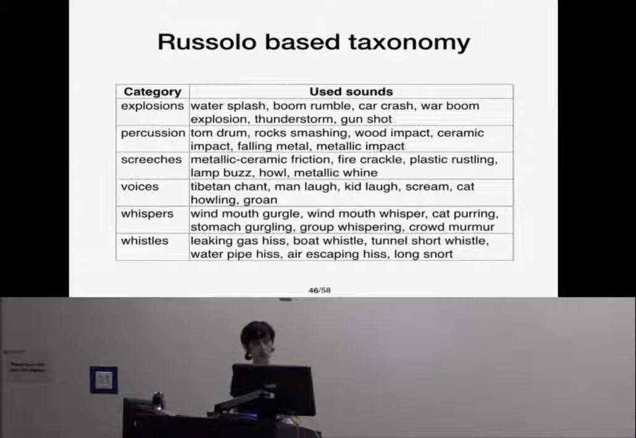In terms of the sounds, we created six categories of sounds based on a taxonomy proposed by Russolo in 1913, based on classifying urban and industrial sounds. So we had explosions, percussions, screeches, voices, whispers, and whistles. And we used the free online database FreeSound to choose six sounds for each of these categories. And we had the help of Gerard Roma, who is an expert in this database.